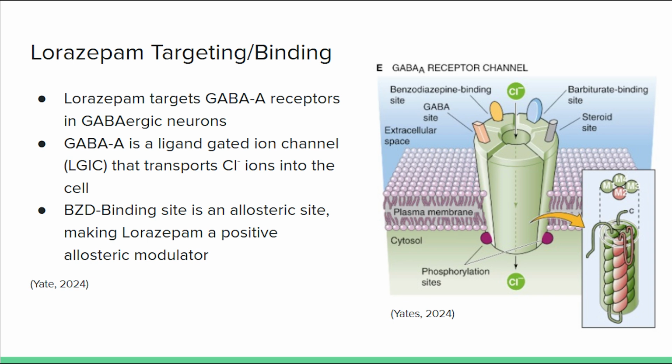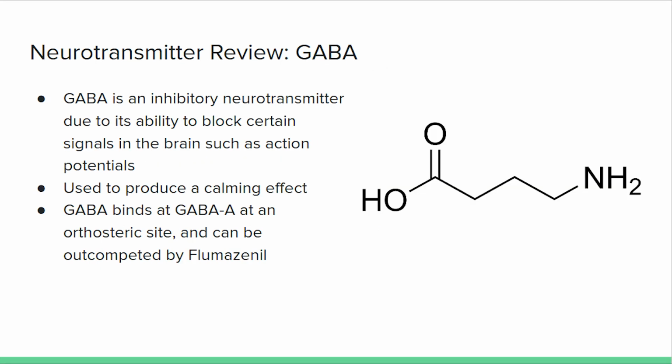This BZD binding site, when bound, increases the binding affinity of GABA to its orthosteric receptor on GABA A, and this basically makes lorazepam a positive allosteric modulator of GABA A receptors. Just to recap, GABA is the neurotransmitter that binds to GABA A, and it binds orthosterically. GABA is considered to be an inhibitory neurotransmitter because of its ability to block signals in the brain, such as action potentials. And this inhibitory function basically allows it to produce a calming or sedative effect, mainly because if you don't have action potentials firing, then you're basically feeling more calm overall and you're not panicking or having anxieties or seizing. Yeah, and stuff like that.